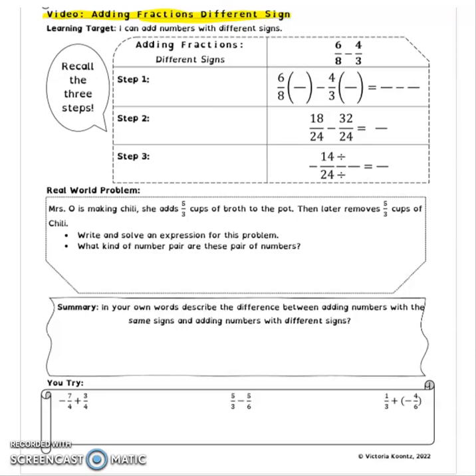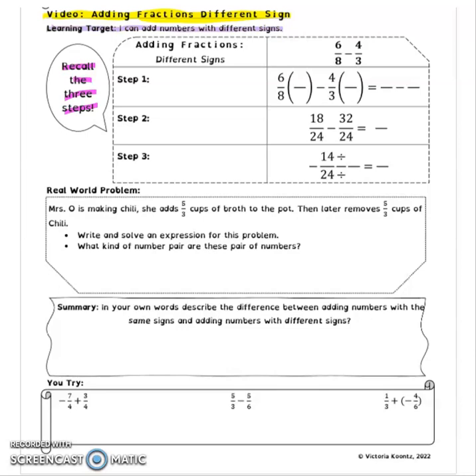Our learning target, same as it has been. I can add numbers with different signs. Let's just jump right into fractions. It is really important that we recall those 3 different steps.